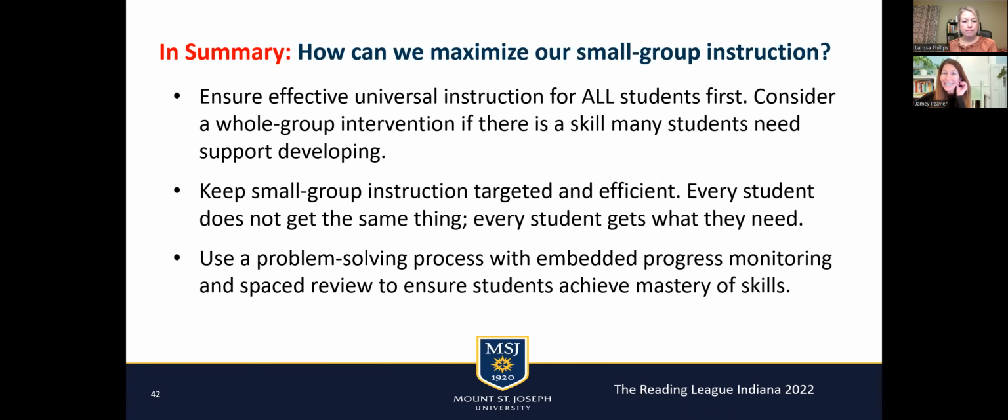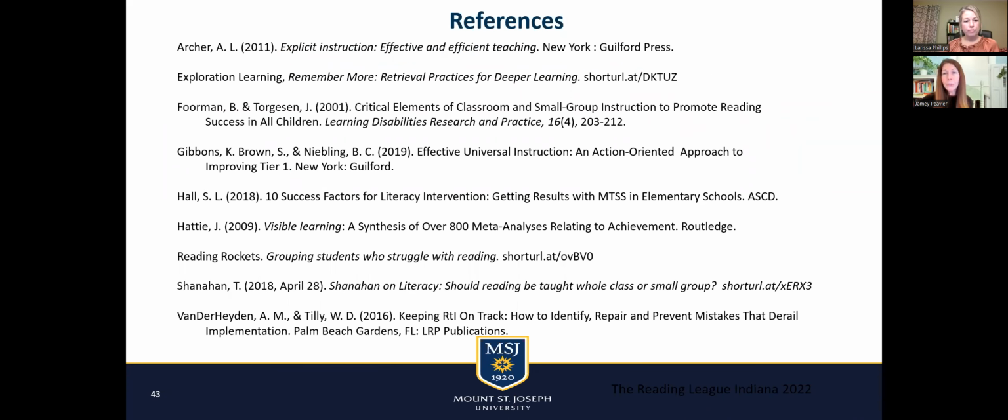So to summarize, effective instruction is the best preventative and proactive way of ensuring student success. Considering when we need to do whole group interventions is when most students in our room need that skill. We want to use our small group time to focus on exactly what students need. So everybody doesn't get the same thing. Everybody gets what they specifically need. And that is all possible through a problem-solving assessment system.